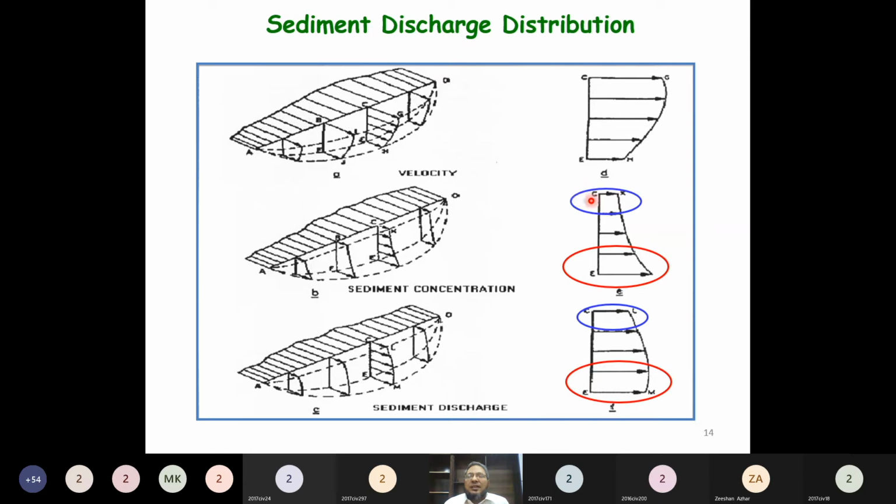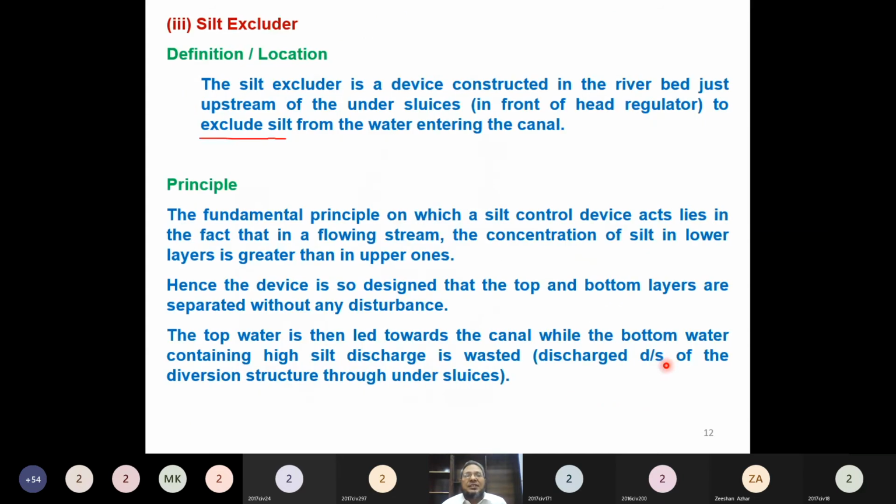So the upper layer carries less sediment concentration and less sediment discharge, whereas the lower layers of the flow carry more sediment concentration and more sediment discharge. So this was the basic concept, our basic principle. Hence, the device is also designed so that the top and bottom layers are separated without any disturbance.